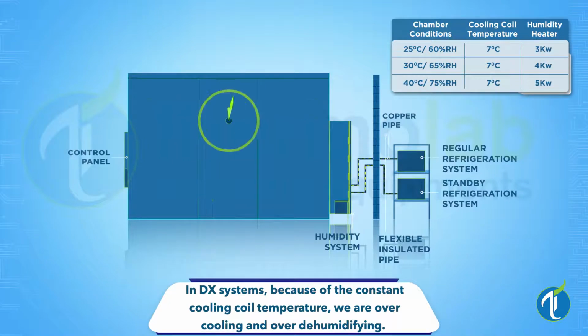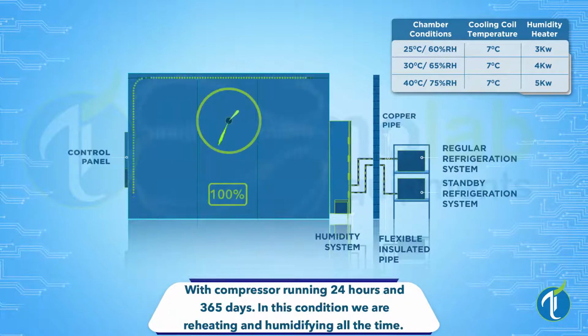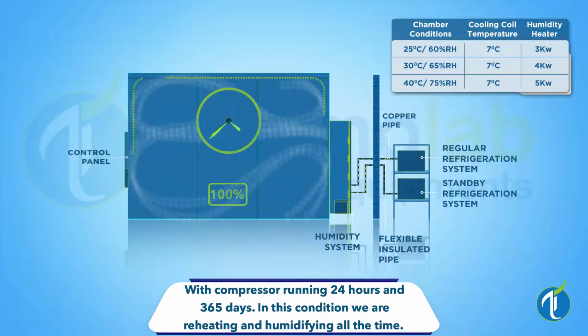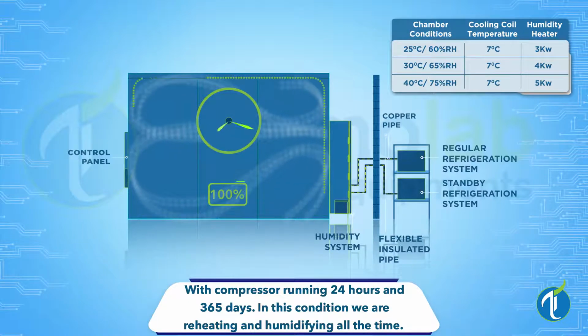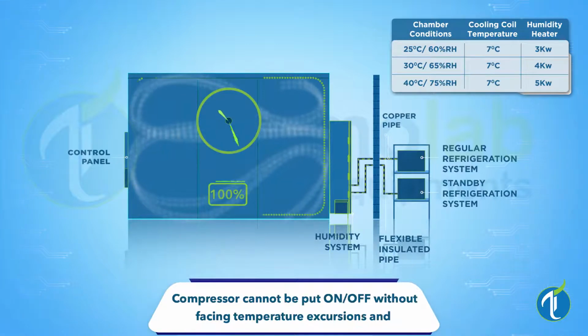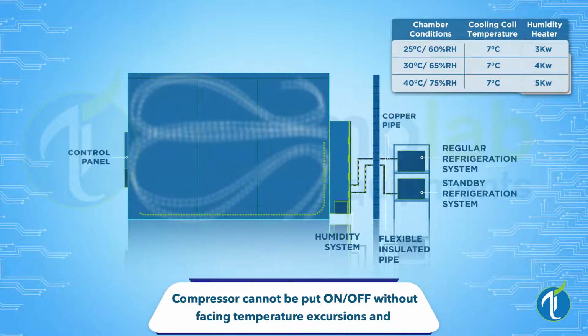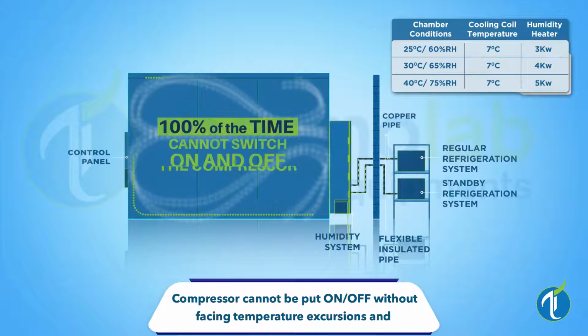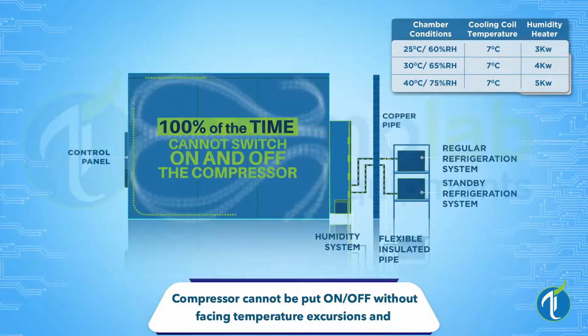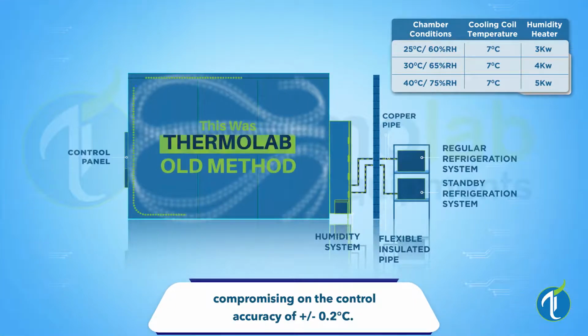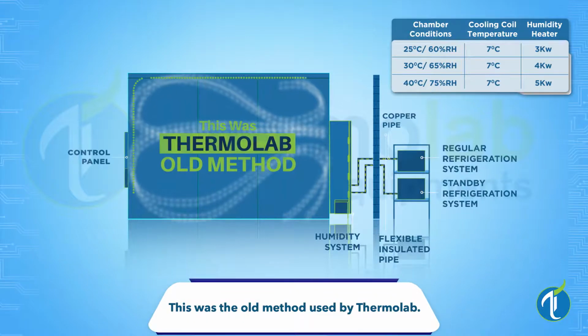In this condition, the compressor is running 100% of the time. There is continuous cooling going on in the chamber, and along with it, continuous heating done by the air heater. This is how temperature is controlled in the chamber. The compressor is on 100% of the time, and you cannot switch the compressor on and off. This was the old method used by Thermolab.